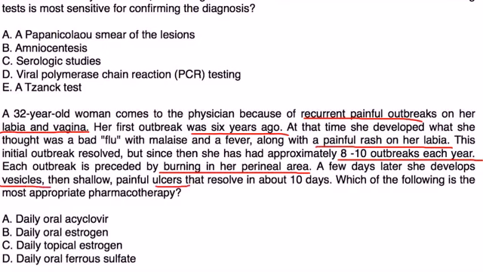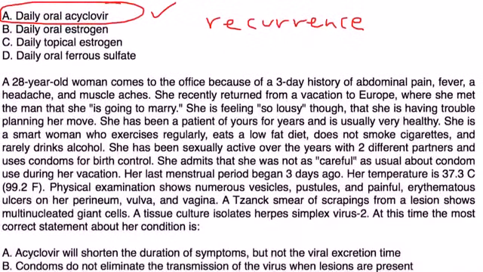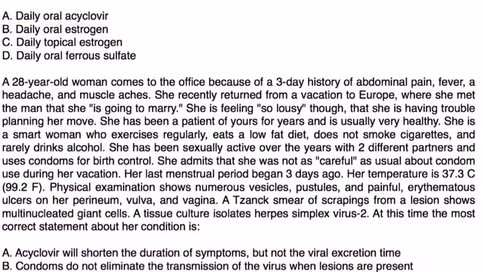Well, it's rather unfortunate, and this clinical vignette illustrates the recurrent nature of herpes simplex. And unfortunately, there's no cure, but you can use an antiviral drug such as acyclovir and valacyclovir to shorten the duration of symptoms, and that would be choice A. And finally, big long one.